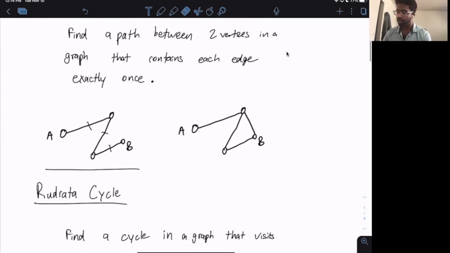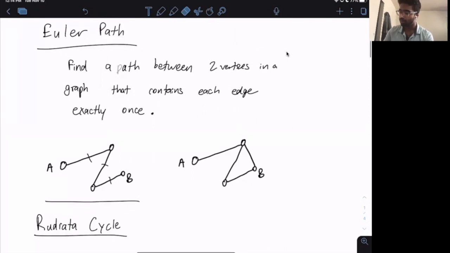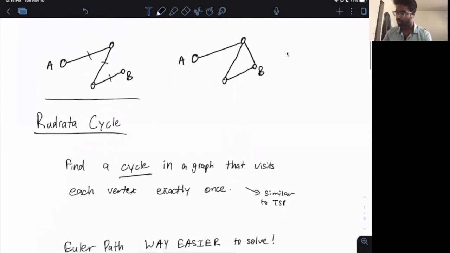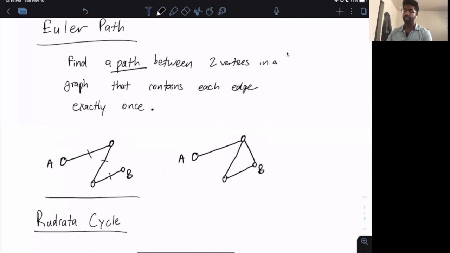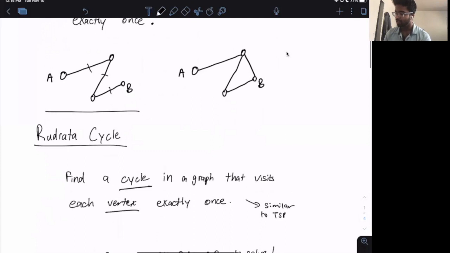Again, keep in mind the key differences. In Euler path, we care about a path, whereas in Hamiltonian cycle, we care about a cycle. In Euler path, we care about traversing through each edge exactly once. In Hamiltonian cycle, we care about traversing through each vertex exactly once. And again, we saw that the Hamiltonian cycle was very similar to the TSP problem, the traveling salesman problem.